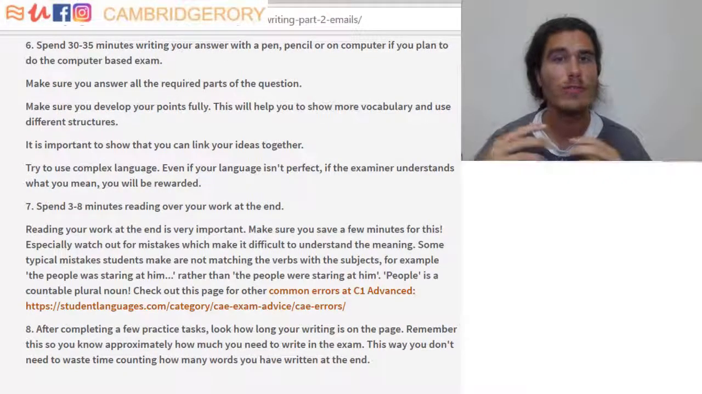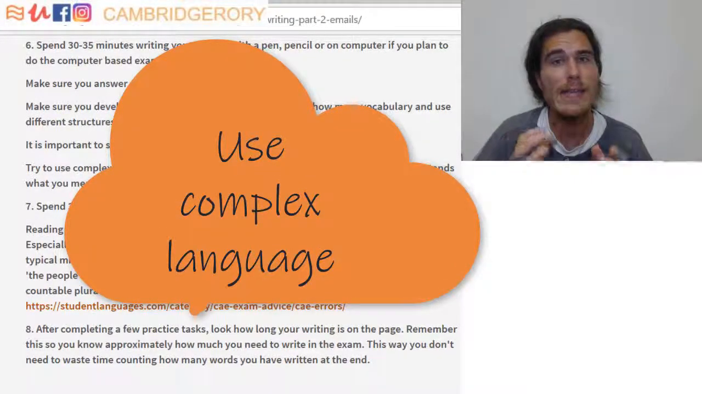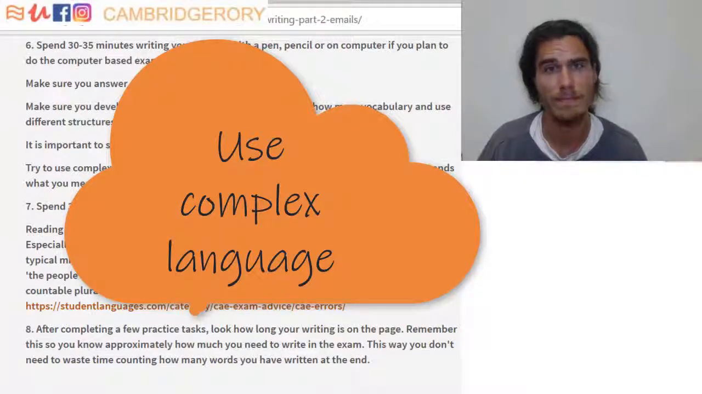So you should try to use complex language when you're writing. The examiner will reward you for using complex language, even if you make some small mistakes. If they don't confuse the examiner, and if it's easy to understand what you mean, you will be rewarded. So I recommend trying to use some complicated grammar structures and vocabulary, etc.